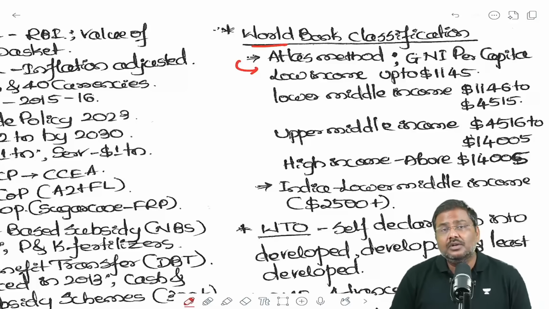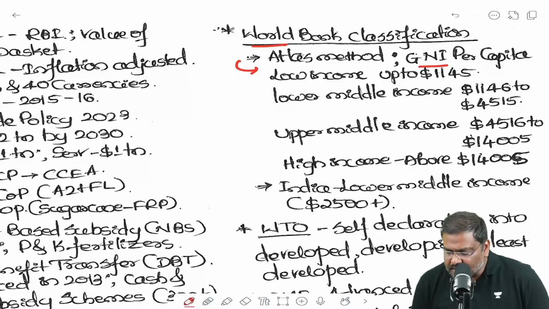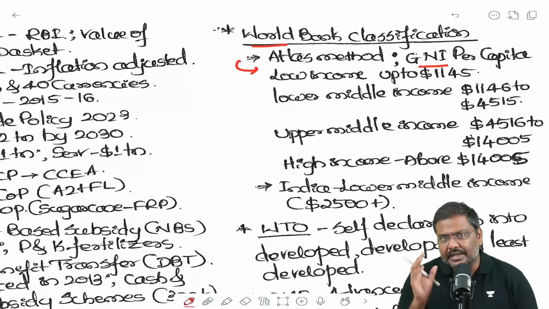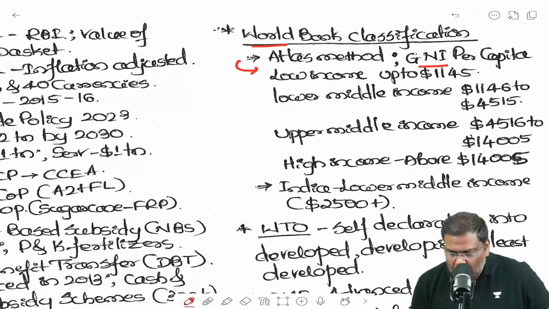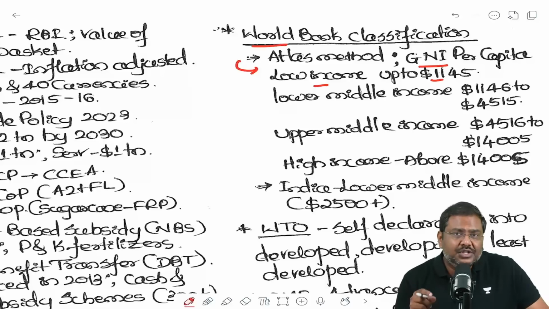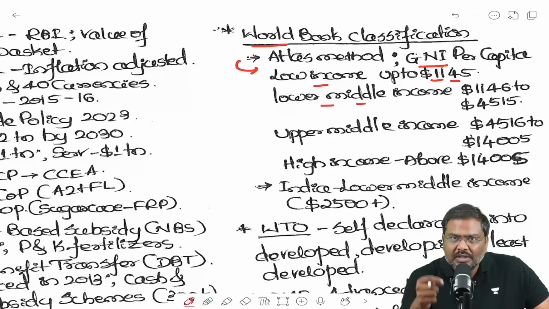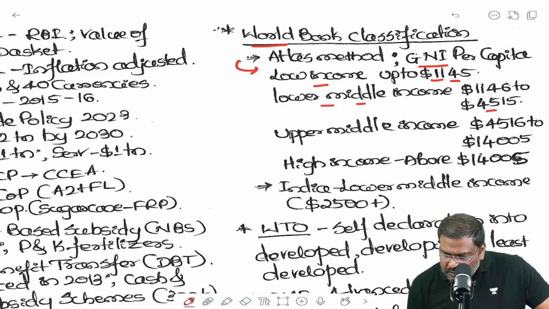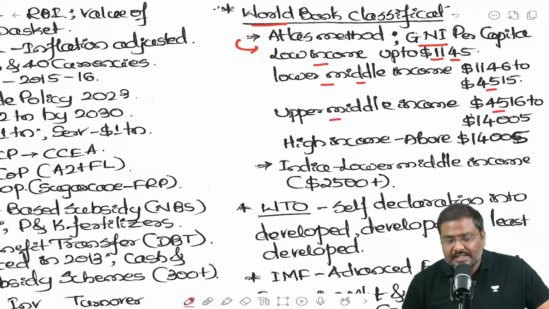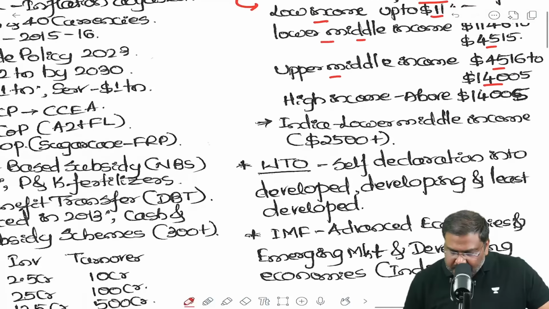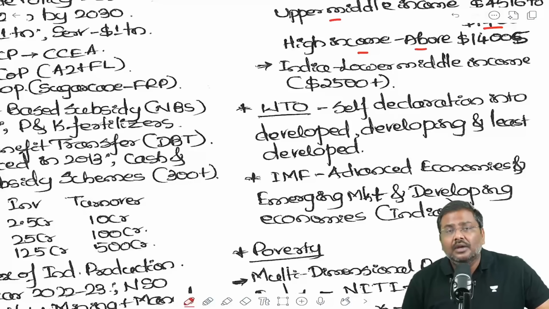World Bank uses a method called the Atlas method, and it classifies the member countries based on GNI per capita. The latest numbers are: low income countries are those which will have a GNI per capita of up to $1,145. Lower middle income countries, $1,146 to $4,515. Upper middle income countries, $4,516 to $14,005. High income countries are those which will have a GNI per capita income of more than $14,005.